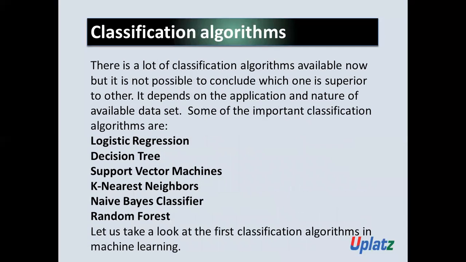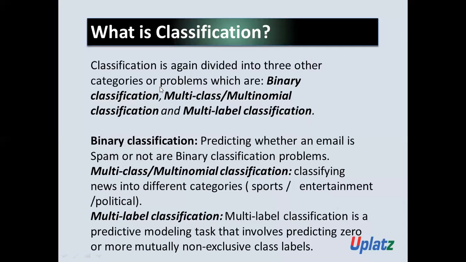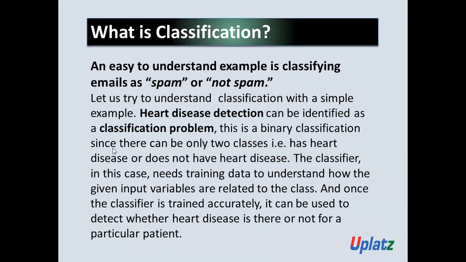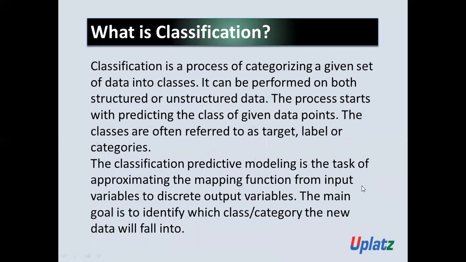So I hope now you understand what classification is. In simple terms, you can say that classification is a process of categorizing a given set of data into different categories or different classes or labels.